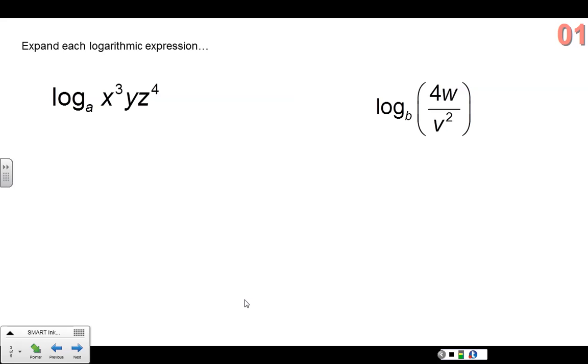So expand each expression. They want us to write this out as a sum or difference of different logarithms here. So log base a of x cubed y z to the fourth. My argument here has all been multiplied together, so we can separate it with addition, as well as the terms that have powers. The powers can be pulled out front. So log base a of x cubed y z to the fourth could be written as 3 log base a of x plus log base a of y plus 4 log base a of z.